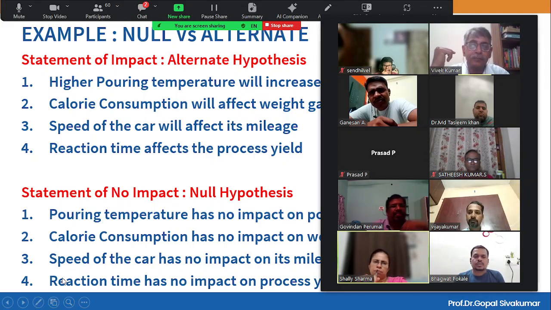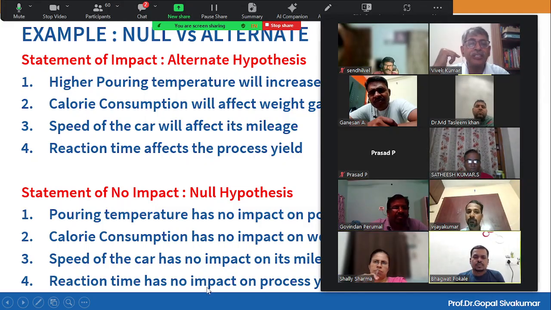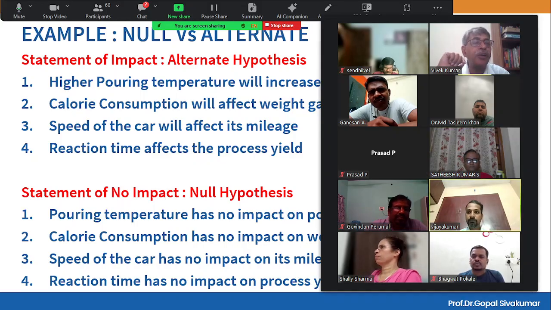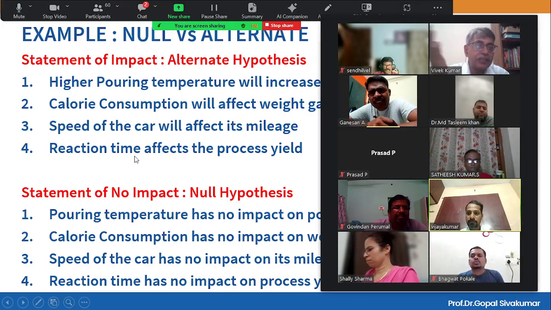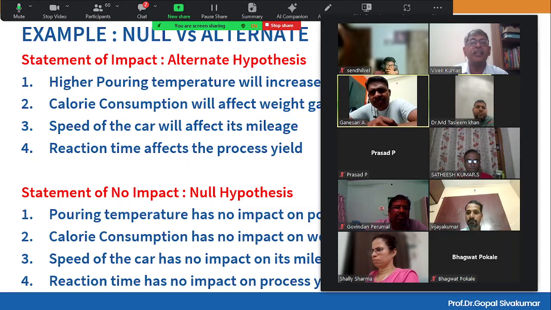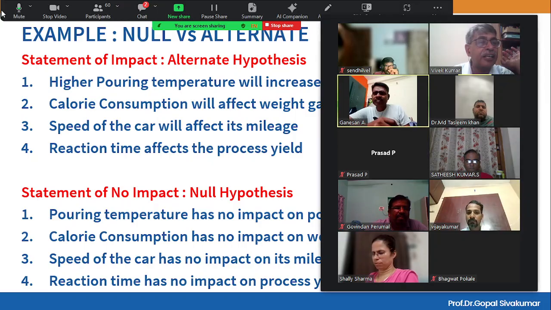Vijay Kumar, can you help me with this? Yes, sir. There is one null hypothesis: reaction time has no impact on processing. What is the corresponding alternate? Reaction time affects the processing. Yes or no? So now we know that the null hypothesis and alternate hypothesis work in pairs. And for every null hypothesis, I can write and I will write a corresponding alternate hypothesis.